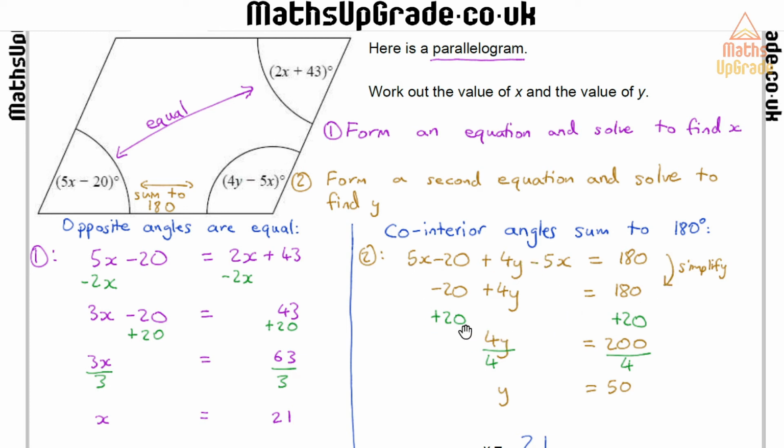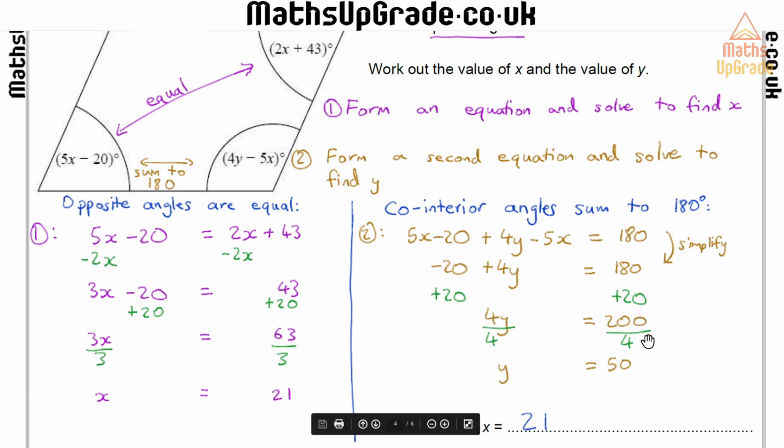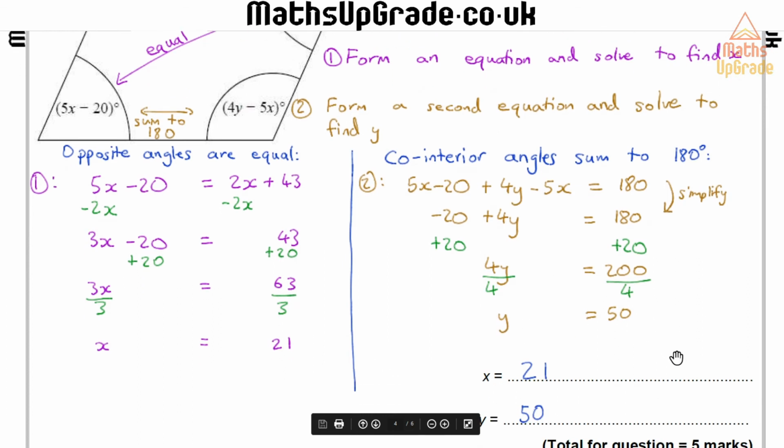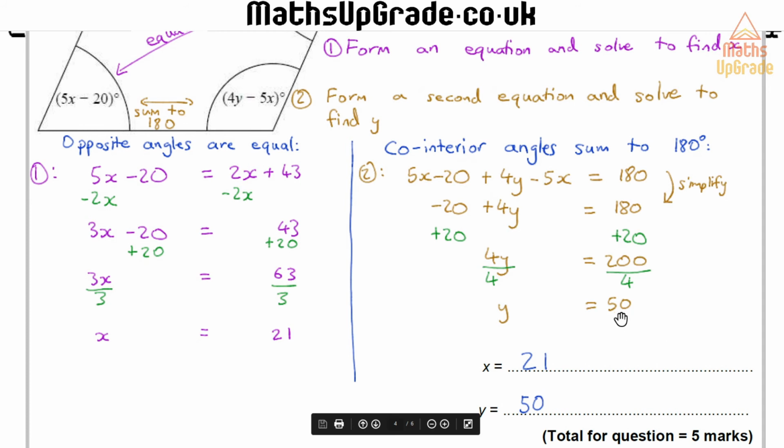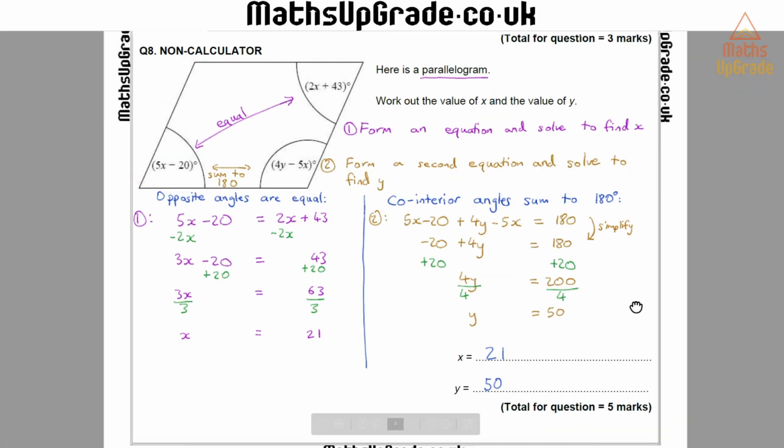Now to solve this equation, I'm going to use a balancing method. I'm going to add 20 to both sides. That leaves me with 4y equals 200. I'm then going to divide both sides by 4, because that's the inverse of multiply by 4. That leaves me with y equals 50. So y equals 50, x equals 21, and that would be 5 marks for that question.